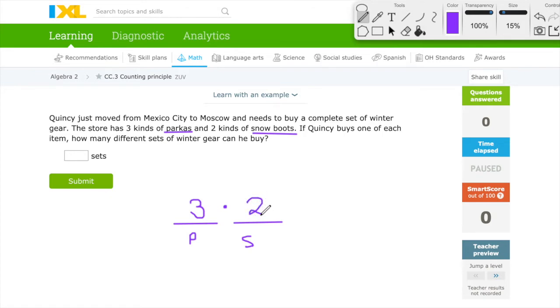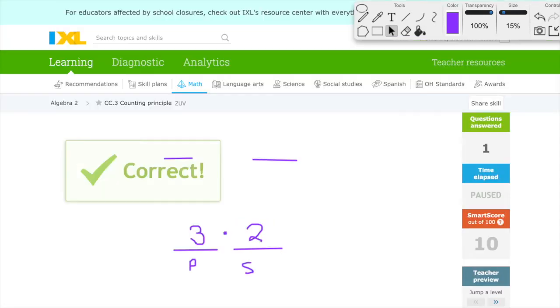Now that we have all of our spaces filled in, we can attempt the multiplication. This is probably not the challenge of the problem, just 3 times 2 giving us 6. But that tells us, once we have all this filled in, how many different sets of clothes we can make, how many different combinations we can get here. So 6 different sets of clothes.